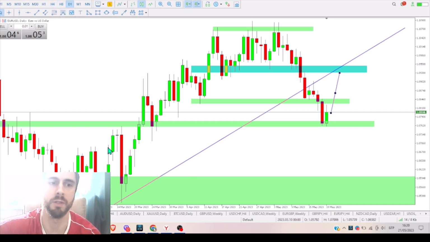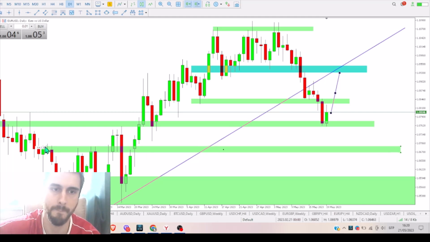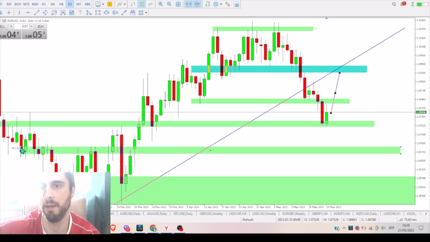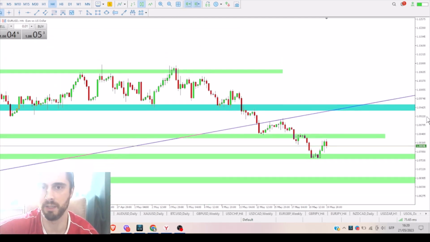Now, how much to the downside? Well, you can see some interesting levels right here. For example, this little area. Okay, and that is the next target for the euro if the price continues bearish. Now let's see what we have on the 4-hour chart. Let's zoom it out a little bit.